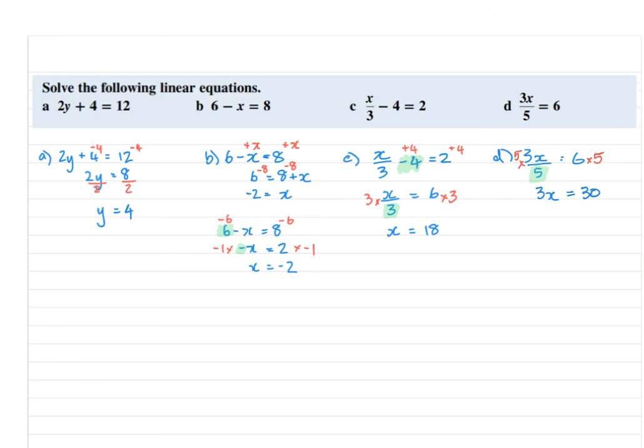The opposite operation of multiplication is division, so now divide both sides by 3, and my value of x then is 10.